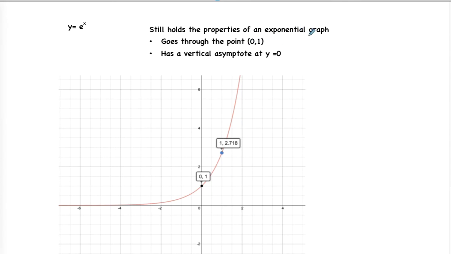It still holds the properties of an exponential graph. An exponential graph must go through the point (0, 1), because still any number raised to the 0 power should be 1, and any number raised to the first power should be itself, and that indeed, when I put 1 in there, I get 2.718.